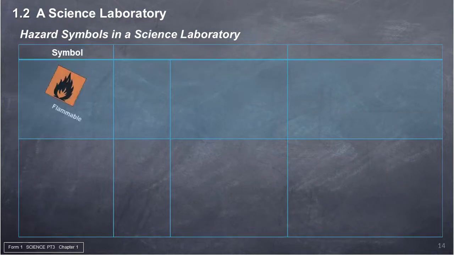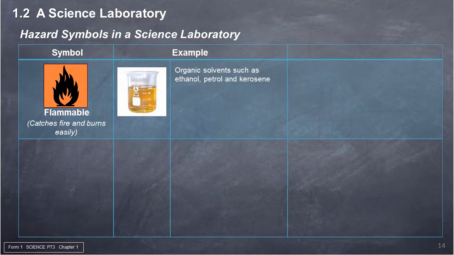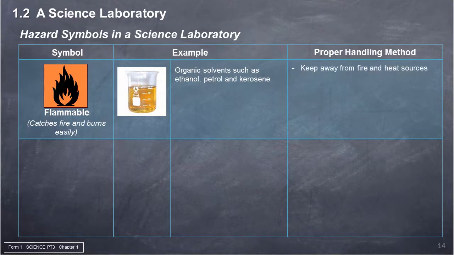Symbol. Flammable. Catches fire and burns easily. Example. Organic solvents such as ethanol, petrol and kerosene. Proper handling method. Keep away from fire and heat sources.